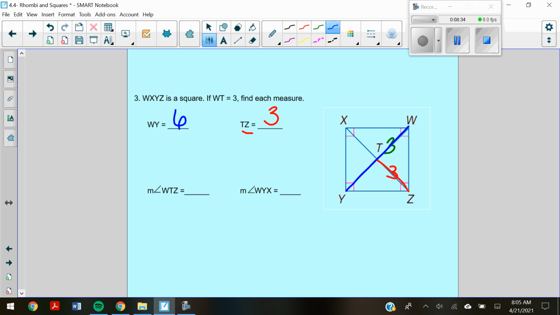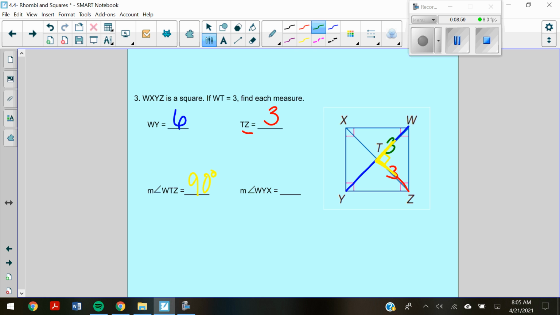All right, next it asks us to find the angle WTZ. W to T to Z is this angle here. Well, what did we say about how the diagonals intersect in a square? They intersect at right angles, so this is 90 degrees.